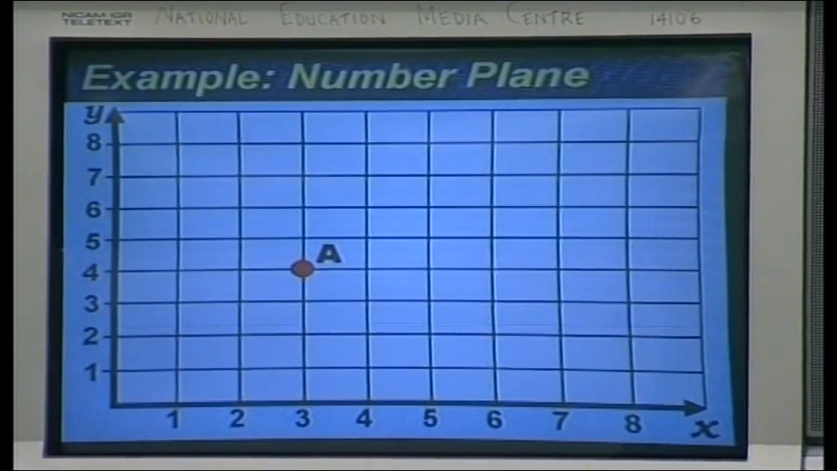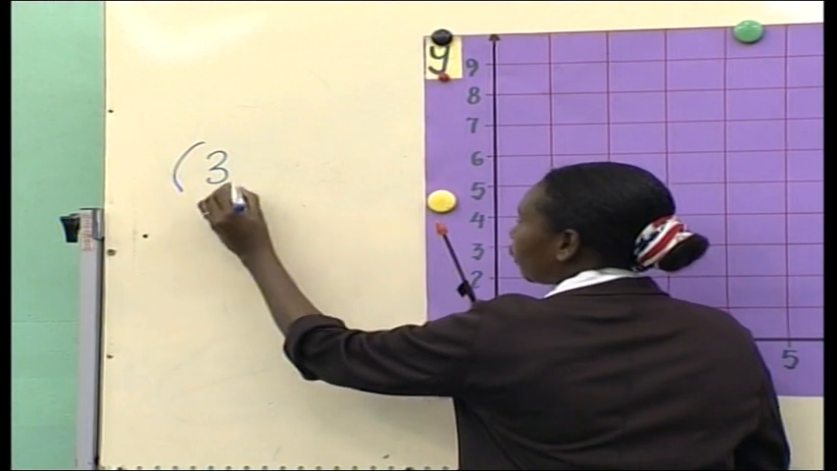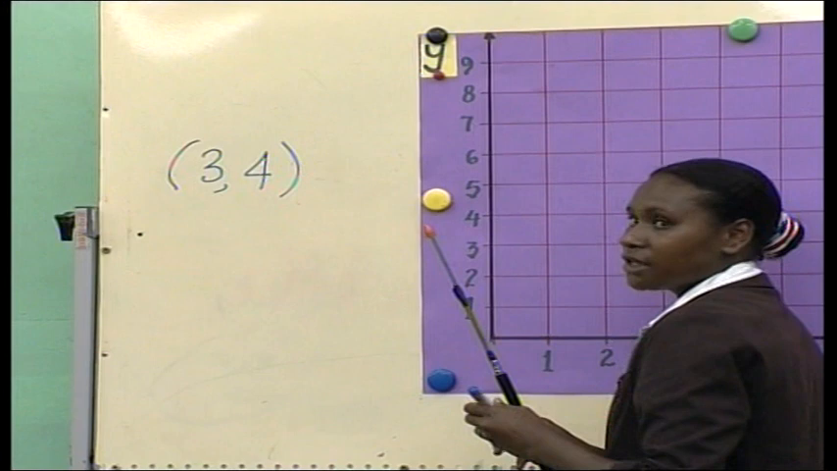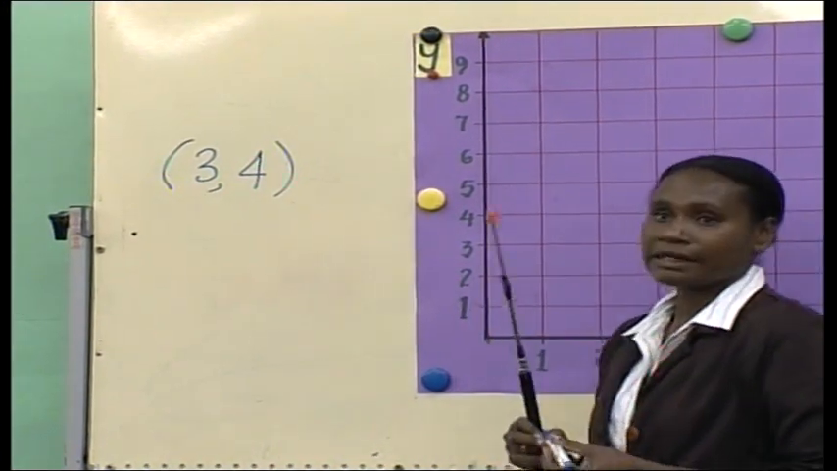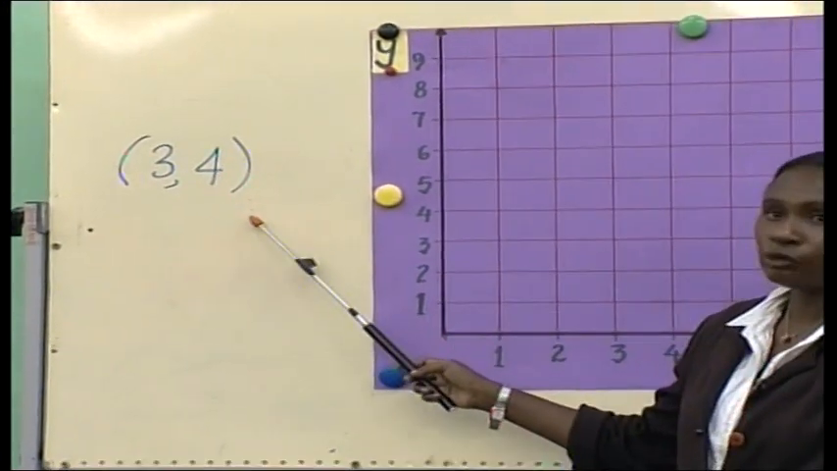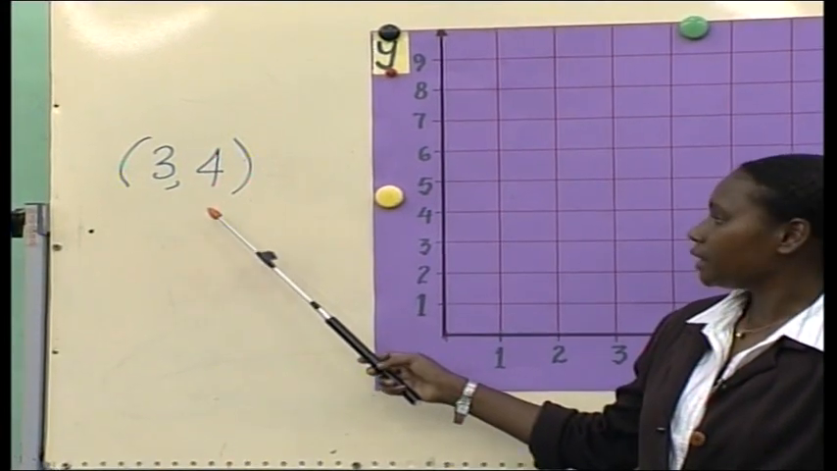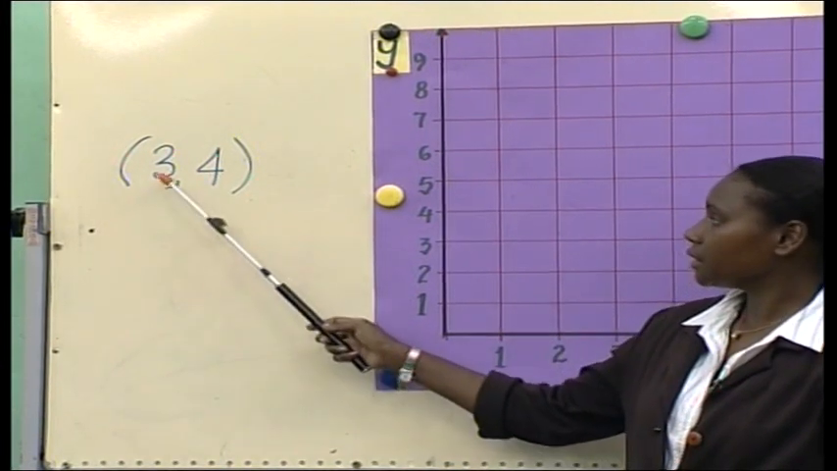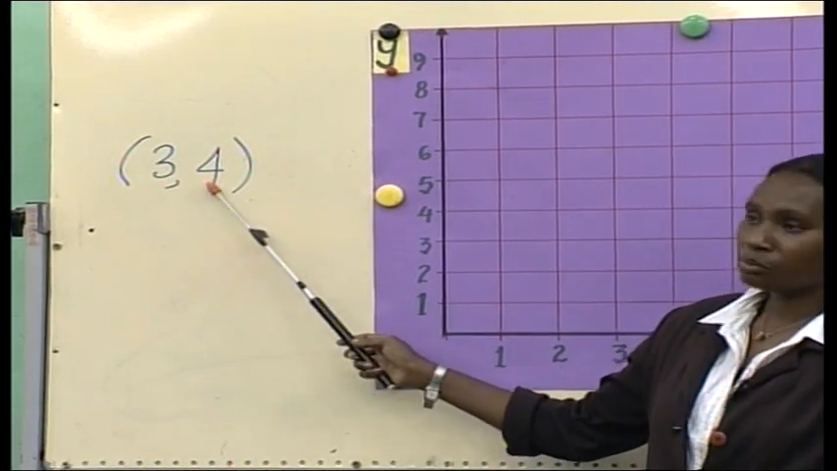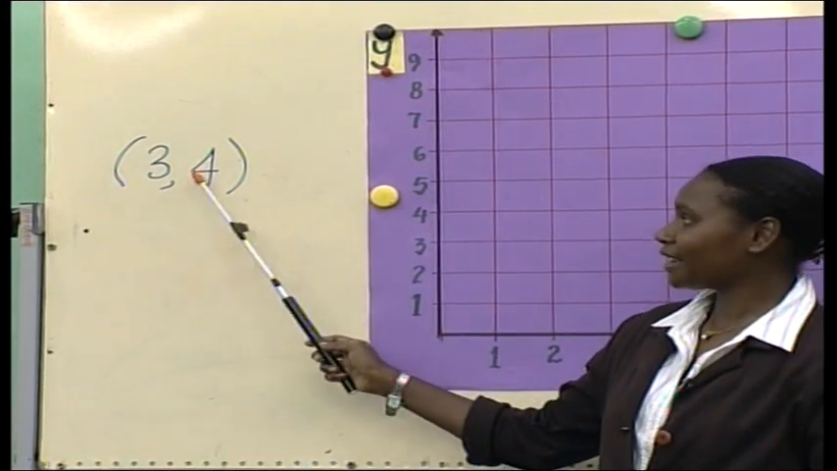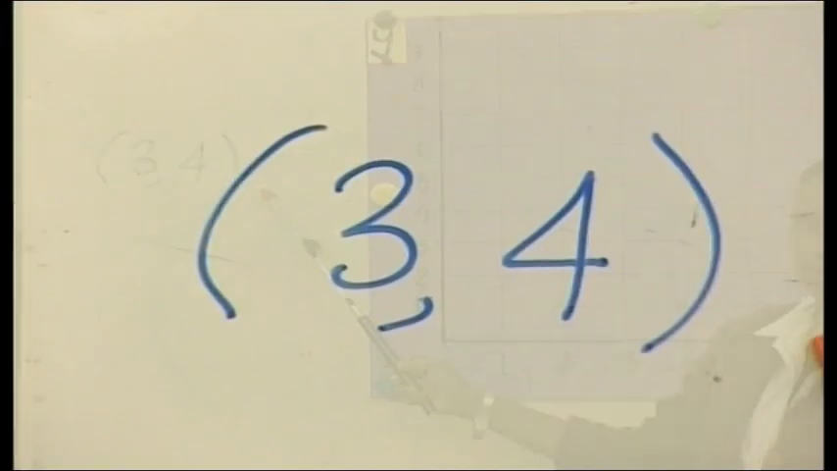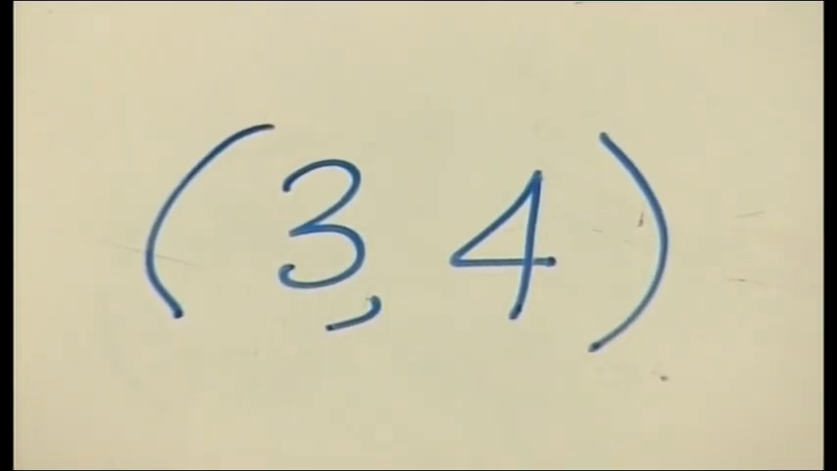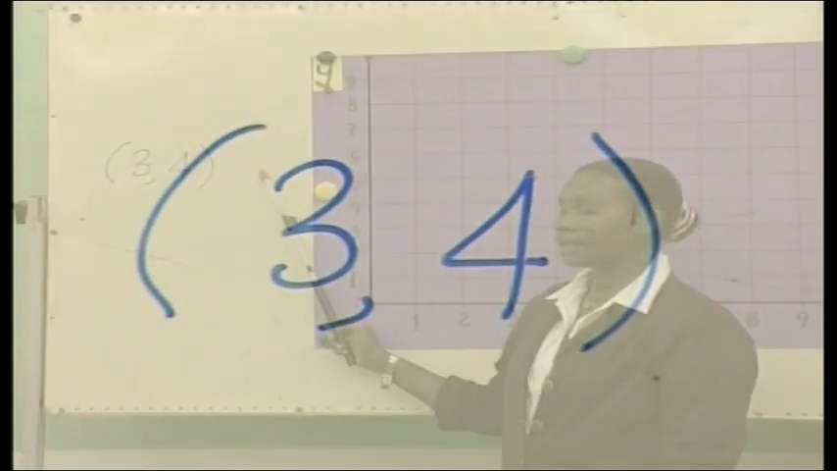So the coordinates for letter A are, we have bracket 3, comma, 4, bracket. So these are the coordinates for letter A on the number plane. Don't forget, this is how we read the coordinates from the number plane. We have bracket, 3, comma, 4, bracket. So that is how we read the coordinates from the number plane. Read it as how it is written.